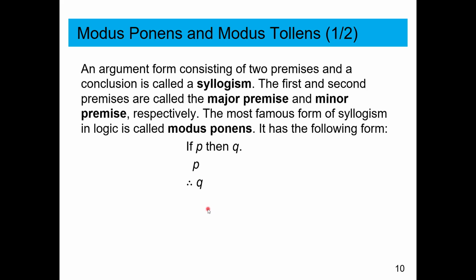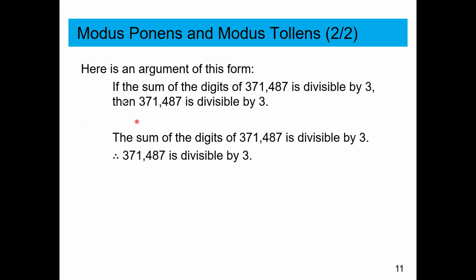So let's actually look at a real world summation. If the sum of the digits is divisible by 3, then that number is divisible by 3. The sum of the digits is divisible by 3, therefore it is divisible by 3. So this is an if-then. I gave an if-then, and then I stated that the if part was true, therefore the then part had to be true. That is how this works. And again, if you did a truth table, this would come out super easy to see.